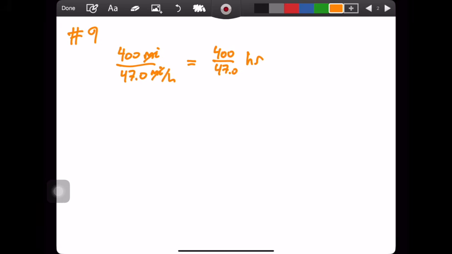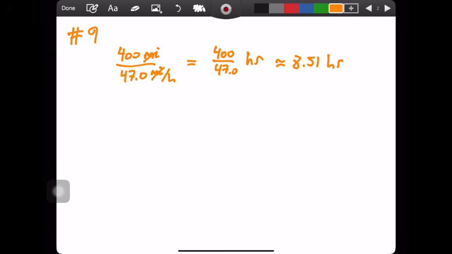Before we go any further, I'm going to take out my calculator. I'm going to go 400 divided by 47. 400 divided by 47 is approximately 8.51 if I'm taking it out to 2 decimal places. So this is approximately 8.51 hours.